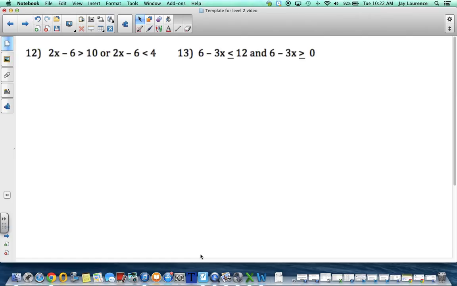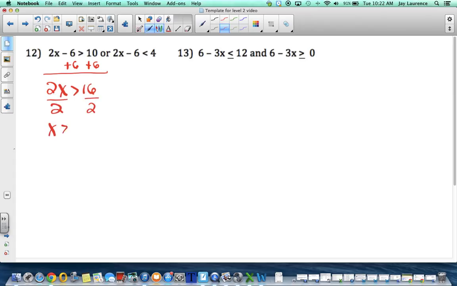Numbers 12 and 13 aren't really more difficult. They're just a little bit longer. So for this one here, I'm going to add 6 to both sides, right? And I'm going to get 2x. Well, that's not an x. What the heck is that? All right. 2x is greater than 16. Divide by 2, divide by 2. X is greater than 8.